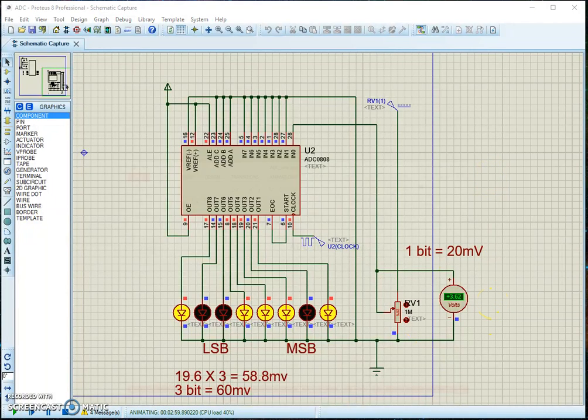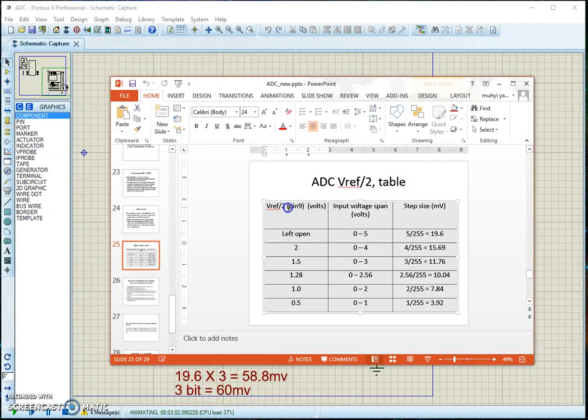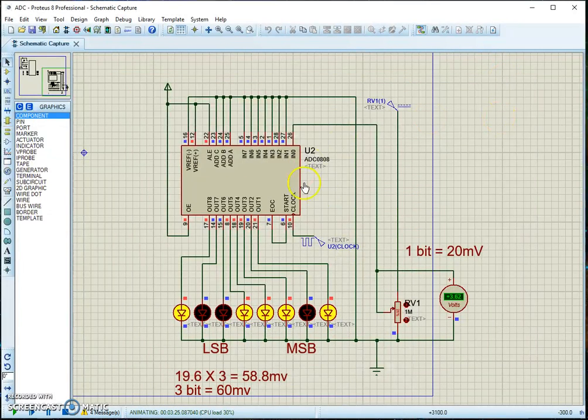Let's say now I'm going to use the VREF option. So it says here, if I want to measure the input of 0 to 4 volt, I need to give the reference positive VREF 2 volt. Then I can adjust the input to get from 0 to 4 volt in a step resolution size of 15.69. So to do so, I need to change the VREF. We have two VREF here, VREF positive and negative. I need to change the VREF of positive.